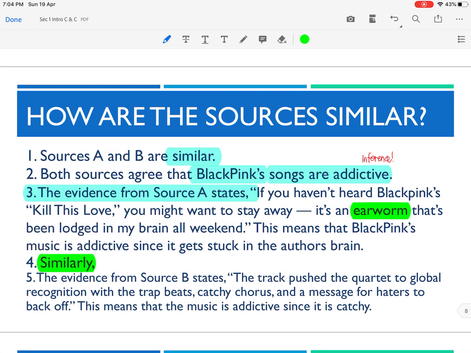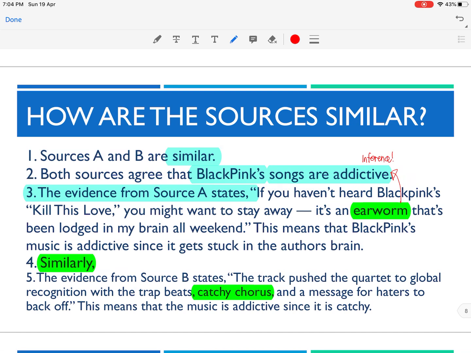Similarly, the evidence from source B states, "The track pushed the quartet to global recognition with the trap beats, catchy chorus, and a message for haters to back off." If something is very catchy, you'll be listening to it every time, so it is therefore also addictive. Okay, so you see how the evidence clearly links to the inference above. Catchy chorus as well links to the addictive part.